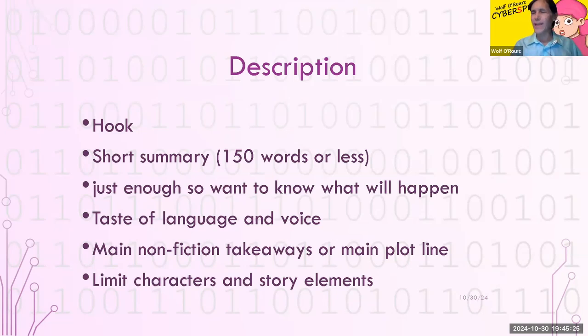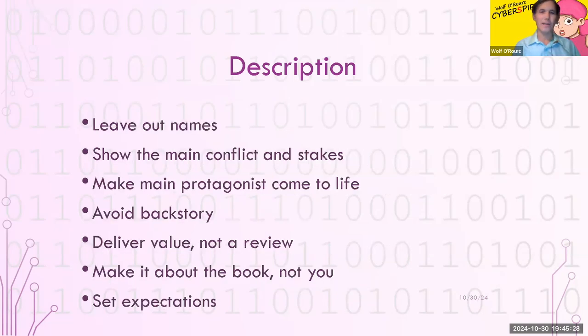A confused brain doesn't make a decision, so they don't buy. So leave out the names except for maybe the main character. And show the main conflict and the stakes. You want danger, life or death. You don't need to spell out, yeah, she's going to get killed. Life or death sets the stakes in 3 words.